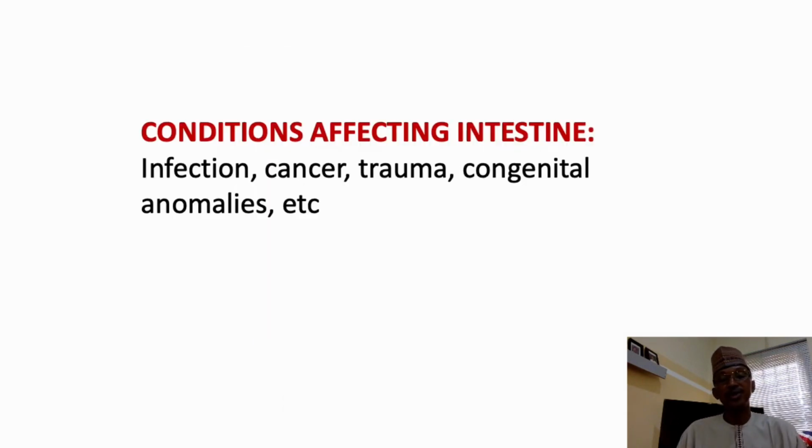So now, what are the conditions affecting the intestine? The intestine, the small intestine or large intestine, any of these can get infected by either bacteria or virus or protozoans like amoebiasis and so on. All of those can affect the intestine. Similarly, chronic cancer can affect the large intestine, and also trauma like gunshot, knife injuries, and any other injury can affect the intestine, either large or small. Congenital abnormalities can also affect the small intestine.